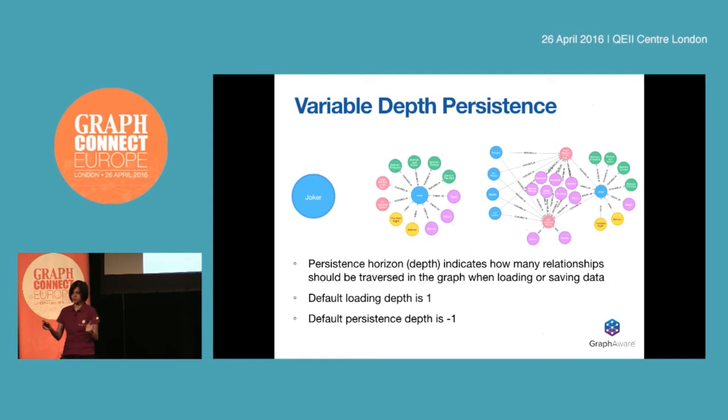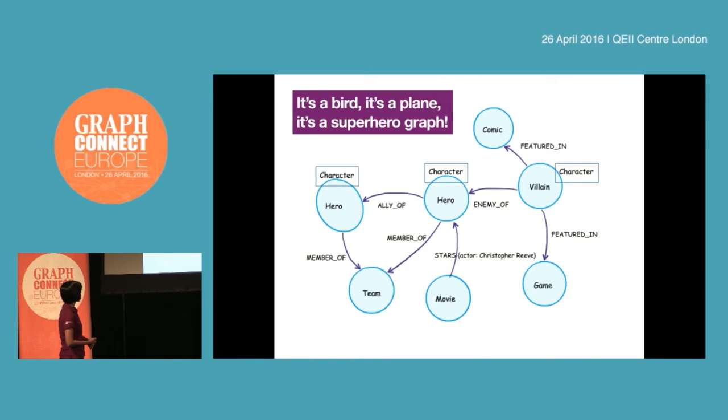You can say, I just want to save level 0 or level 1, though we would really recommend that your loading and your persistence depth are in sync. So if you're saving only to a depth of 0, but then you're loading to another depth, you might find things out of sync. So that's the only thing to keep in mind. But variable depth persistence is a really important feature of SDN 4.1.